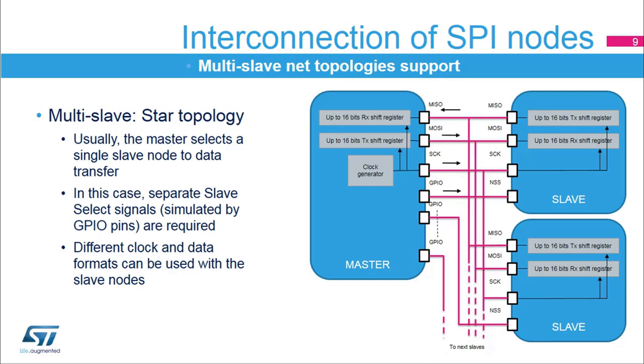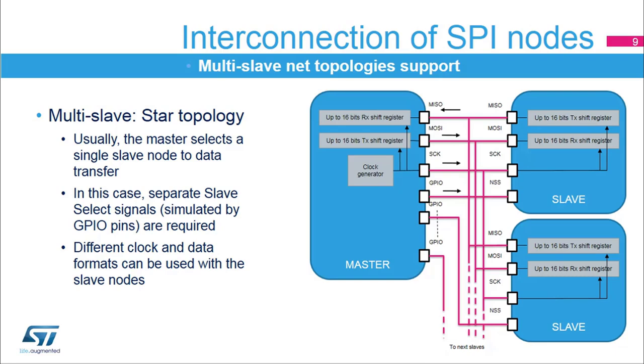Usually, the master communicates with one slave at a time, since just one slave can transmit data back to the master through the common MISO pin. In this case, when reading from slaves is required, a separate slave select signal from the master has to be provided to each slave node, so the master selects just a single slave for a communication session. When separate slave select signals are applied, a different SPI data and clock format configuration can be used optionally for the slave nodes.